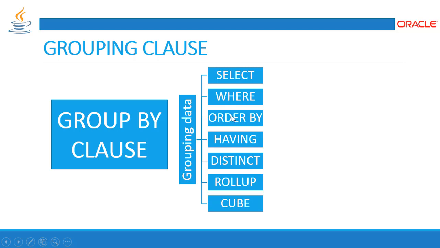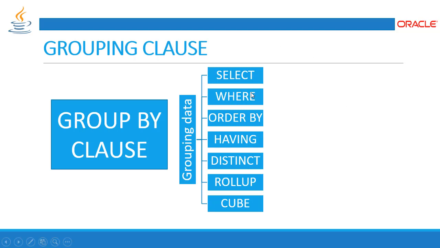Another way we can group the data is with the help of the order by clause. We have having with group by, distinct which is for unique rows, and the rollup and cube operators, which are basically used to generate reports and perform transactions, and to present the values in a pie chart or some graphs, in some kind of user-friendly understandable form. So these are the ways we are going to learn in detail.